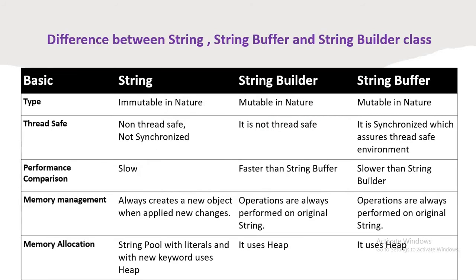The first point is type. String is immutable in nature, StringBuilder is mutable in nature, and StringBuffer is also mutable in nature. The next point is thread safety. String is non-synchronized, and StringBuilder is also non-thread safe, but StringBuffer is synchronized, which assures a thread-safe environment.